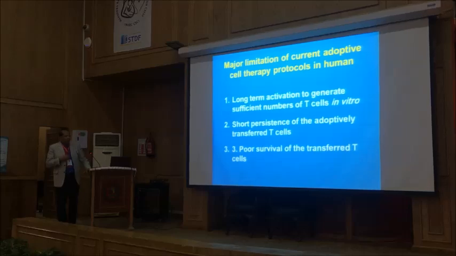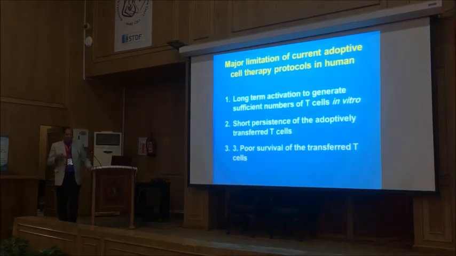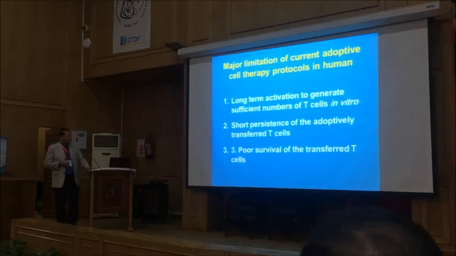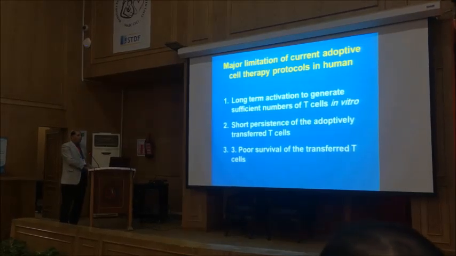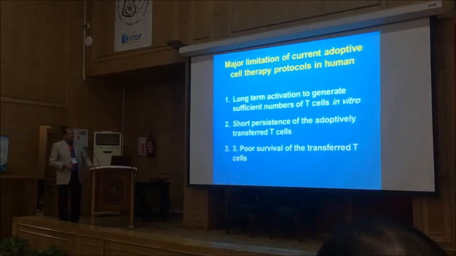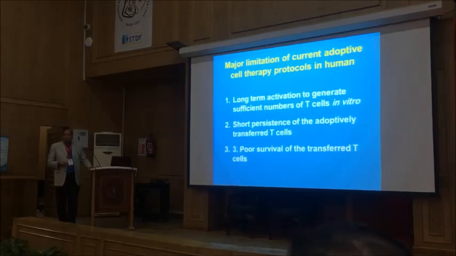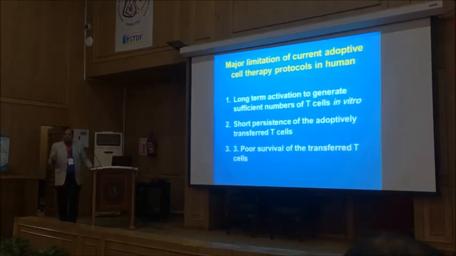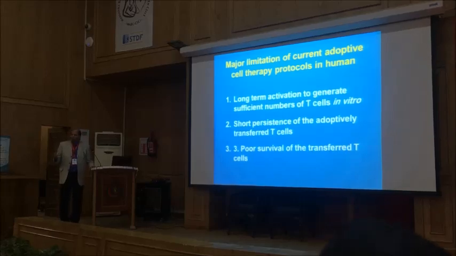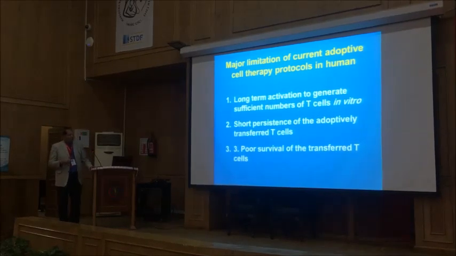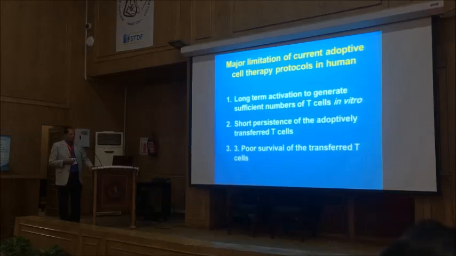In our group and other groups, we have done several studies on adaptive T cell therapy, and we found some challenges. The first main challenge is the long-term activation to generate sufficient cells. By the end of 3 or 4 weeks, we found most of the cells die, even though they are very active, but they die quickly when you infuse them back to the same patient.